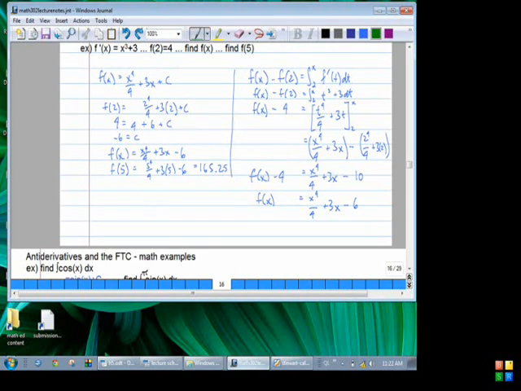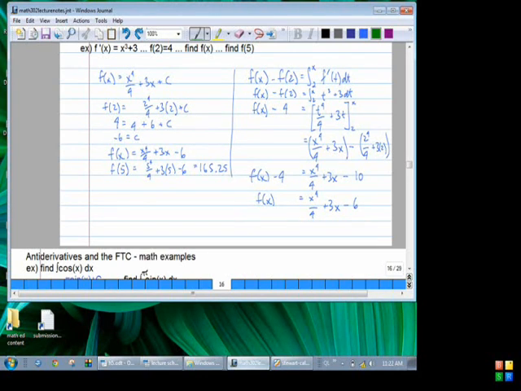So now we're going to use this. Now I can ask this question about integration in two different ways. I can say, here's f prime of x. What's f of x? Which is what we went through last time. Or I can ask it like this: find the integral of cosine x dx.